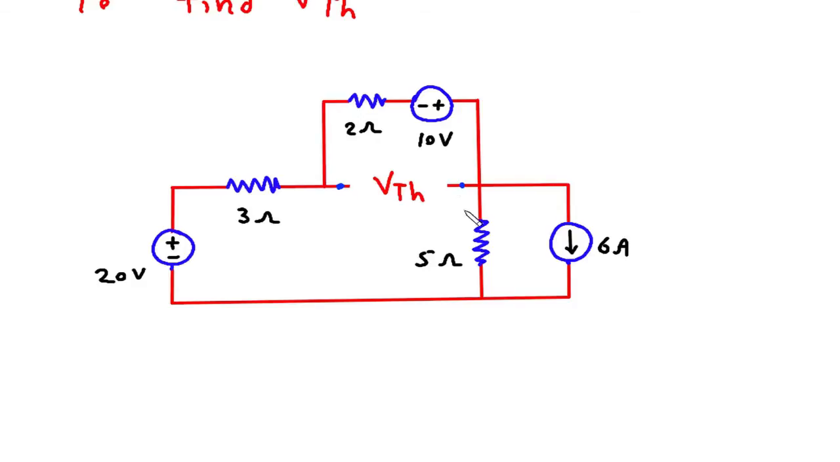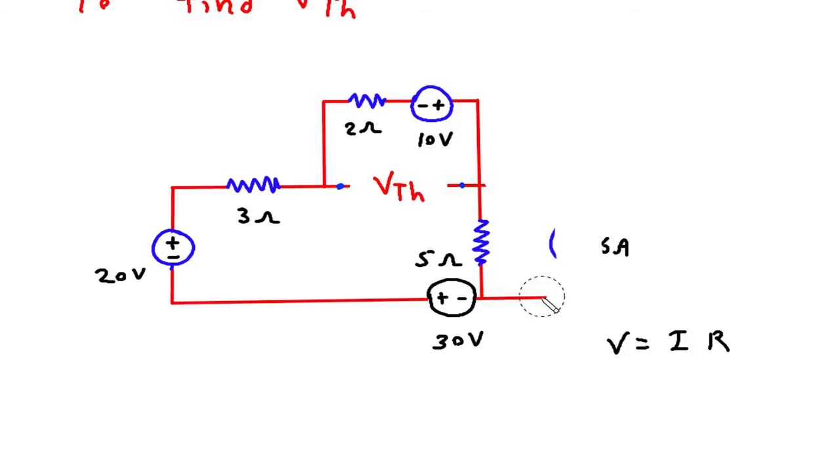Let's say this is current I. First we will convert this current source into its equivalent voltage source. So its equivalent voltage source will be in series with this 5 ohm. This is positive and this is negative according to the direction of this current, and V is equal to I into R. I is 6 and R is 5. So 5 into 6 is 30 volt.